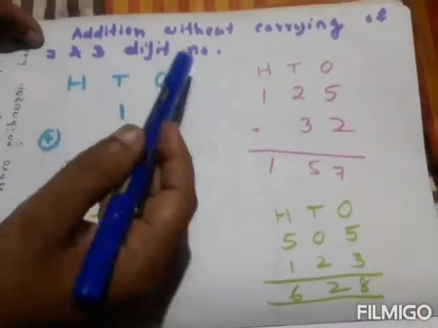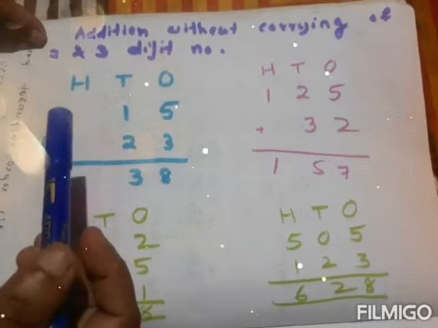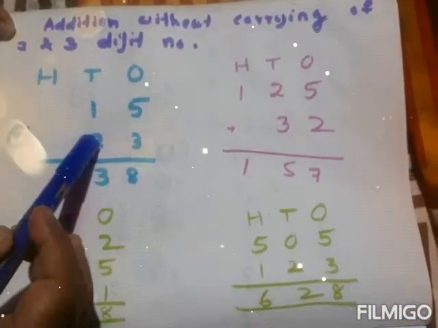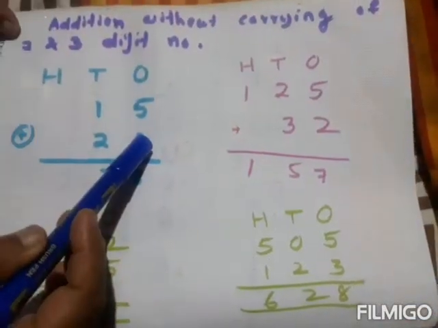So today I am going to explain the topic addition without carrying of 2 and 3 digit numbers. Suppose you are given the numbers 15 plus 23. As these are both 2-digit numbers, I have to write this 1 under the tens place, then 5 under the ones place, then 23, so 2 under the tens place and 3 under the ones place.